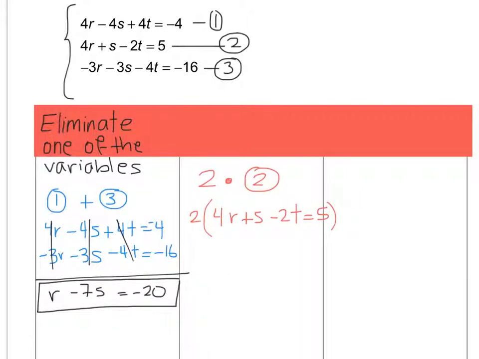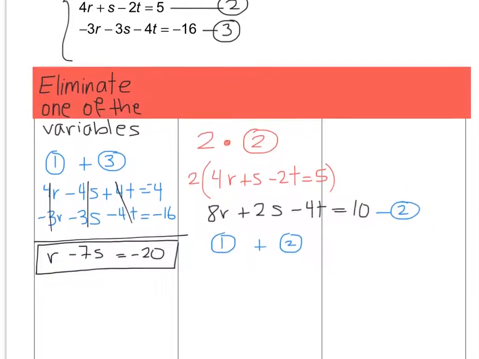I will end up having 8r plus 2s minus 4t equals 10. Now I have an equation that has a negative 4t in it. Now let me copy equation 1, because now what I'm going to do is add it to the new equation 2, the one that I multiplied by 2. Okay? Now let's add these two together.